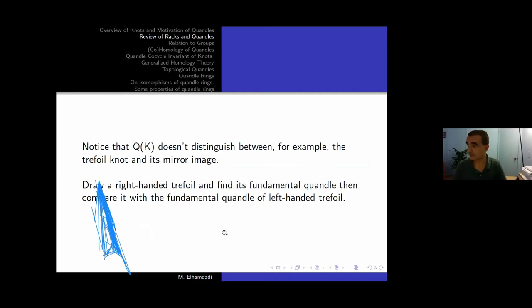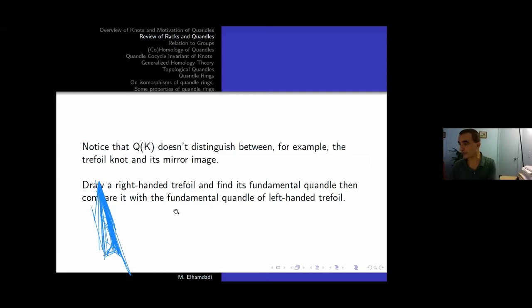Now, notice that the fundamental quandle does not distinguish between, for example, the right-handed trefoil and the left-handed trefoil. For students, they should do that as a little exercise. Earlier, I did the left-handed trefoil. Go ahead and do its mirror image.